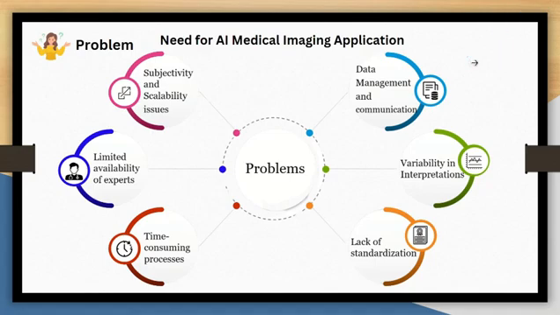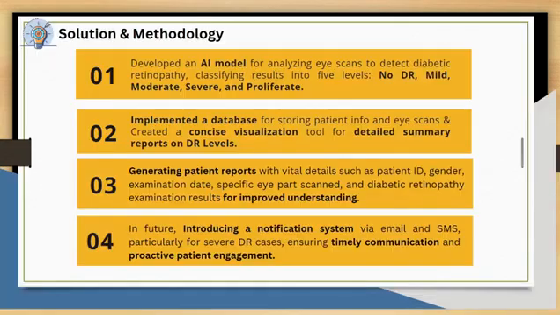So to address all these problems, we have provided a solution. Here is the solution to the problem. We have developed an AI model which analyzes the eye scans, detects diabetic retinopathy, and classifies the results into 5 categories, namely no diabetic retinopathy, mild, moderate, severe, and proliferative. We have implemented a database where the patient information and the eye scans are stored. With this, we have created a concise visualization for a detailed summary report on the level of diabetic retinopathy.